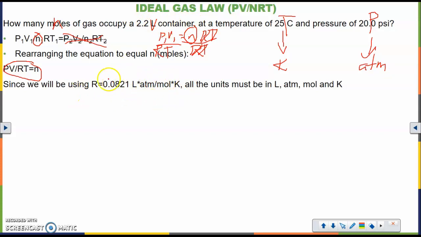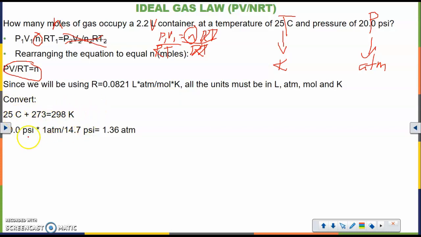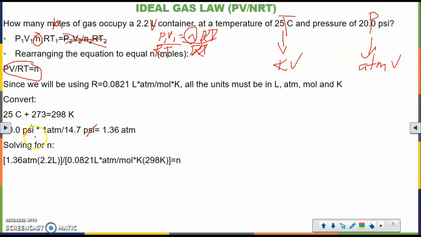So all the units have to match the units in the gas constant when you use the ideal gas equation. So we're going to convert the Celsius into Kelvin, which is just an addition: 25 plus 273 is 298 Kelvin. And then we're just going to change the 20 psi into atm. 20 psi, again conversion, divided by 14.7 is 1.36 atm. Check, check. Chug and plug.